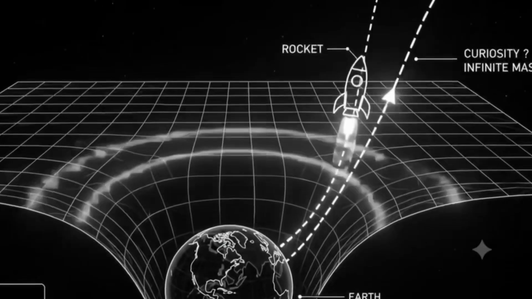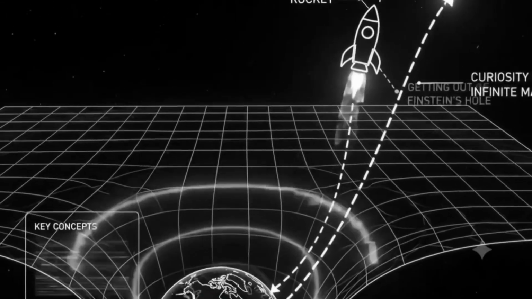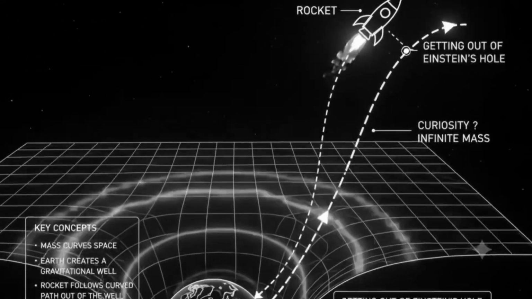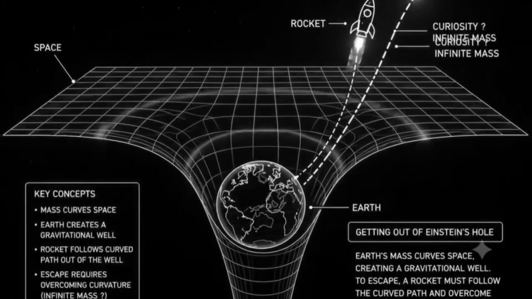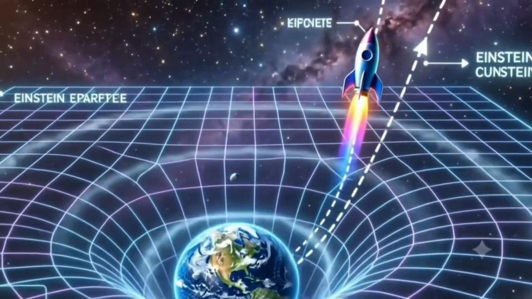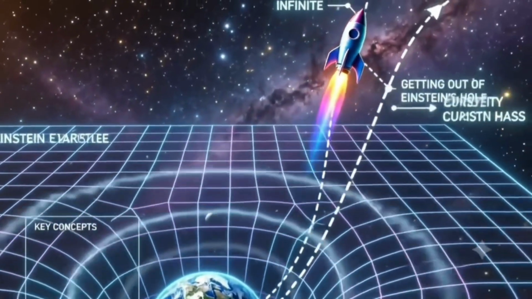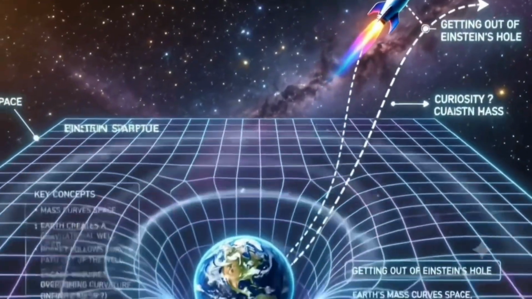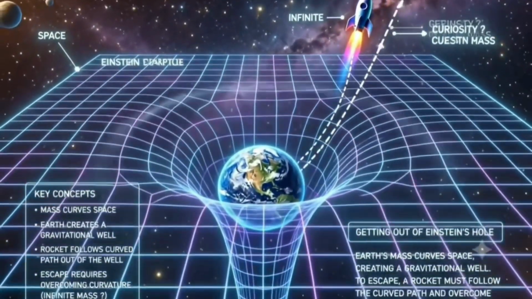Mass curves space, creating a gravitational well. To escape, a rocket must overcome this curvature.